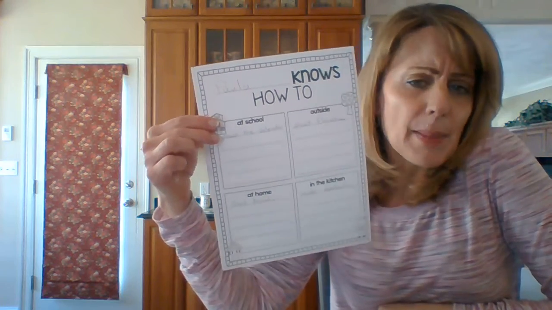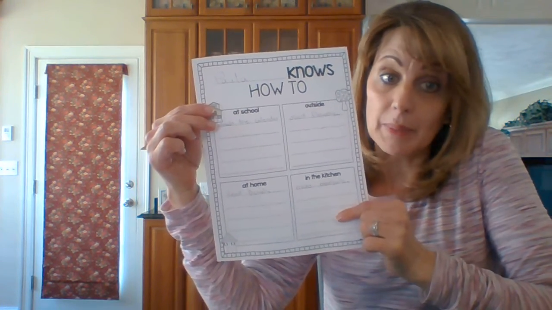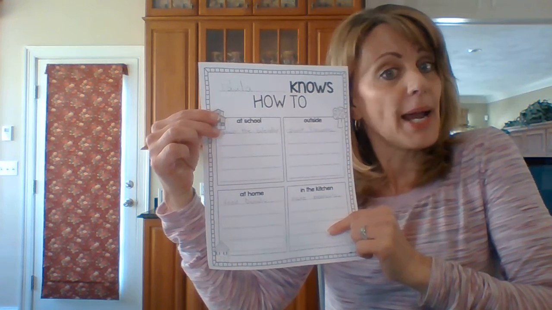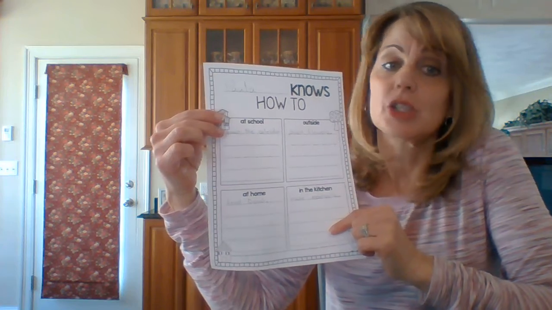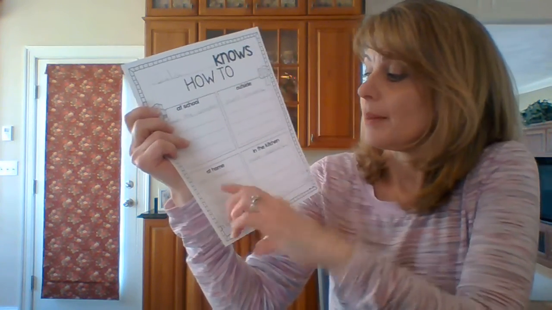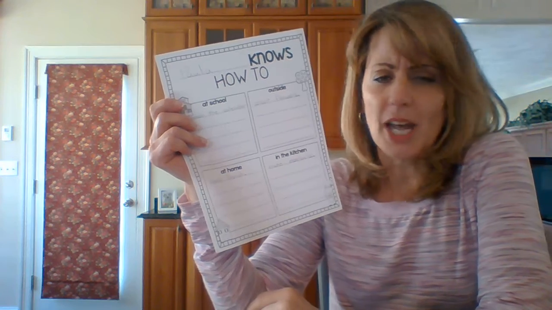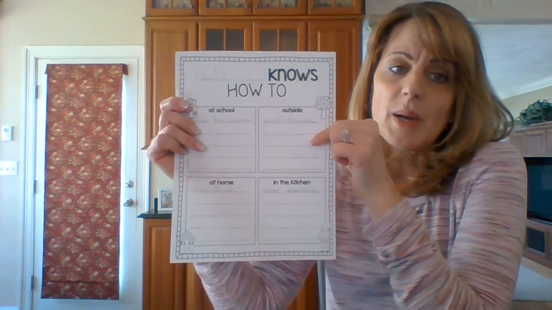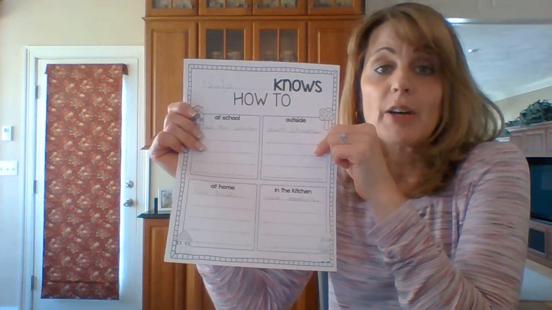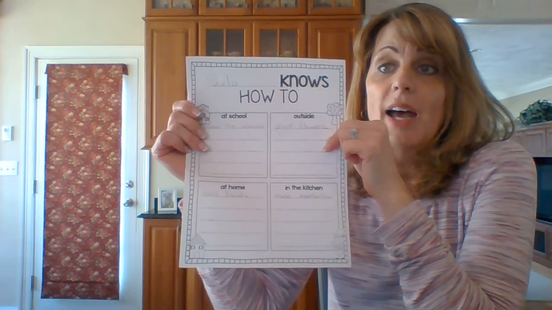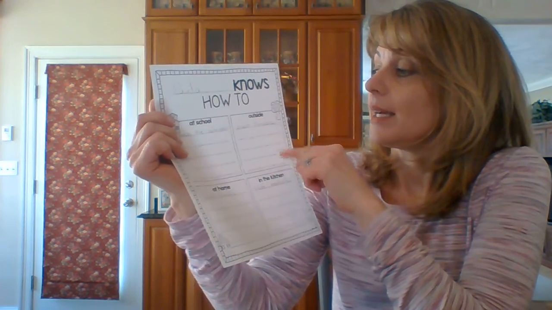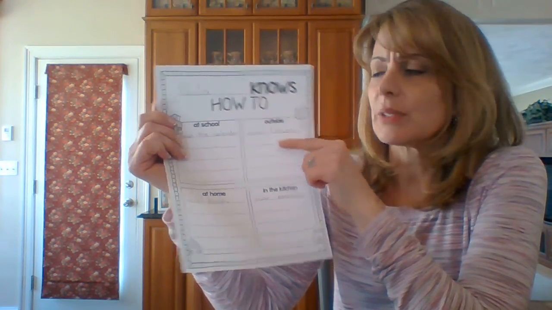Now, it can be simple things. You all know how to make a peanut butter and jelly sandwich. You all know how to butter your bread. Do you know how to set the table? Do you know how to do the dishes? What are the things that you have to do at home? Do you have any chores that you have to do that don't involve the kitchen, separate from the kitchen? What are the things that you know how to do outside? Do you know how to ride your bike? Do you know how to ride a scooter? Do you know how to dive off your diving board? Think of anything outside at all.